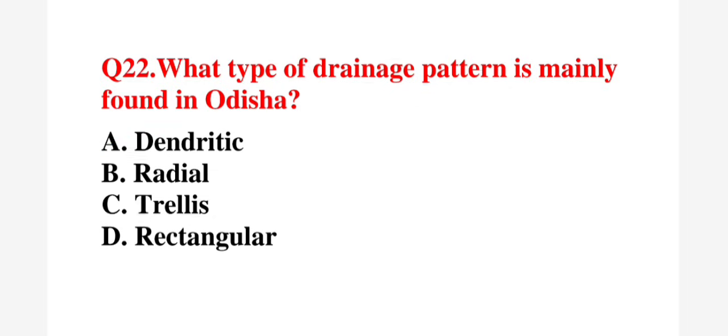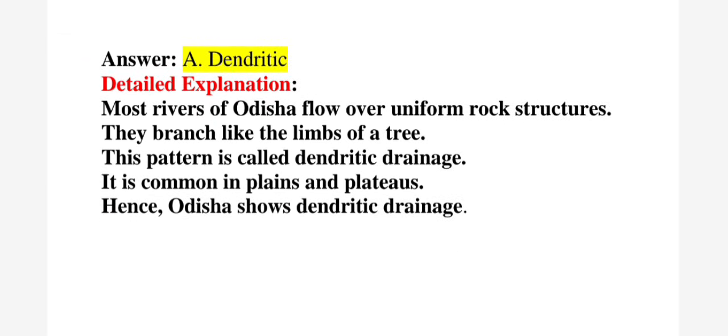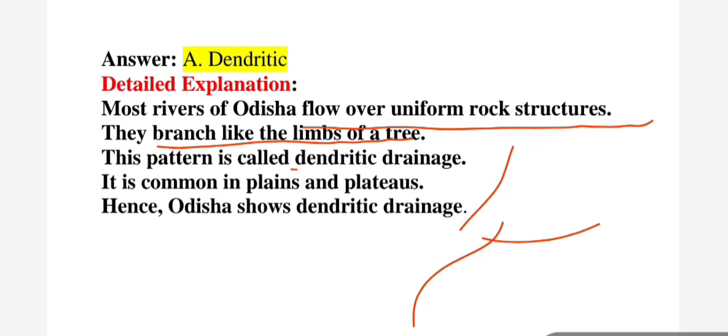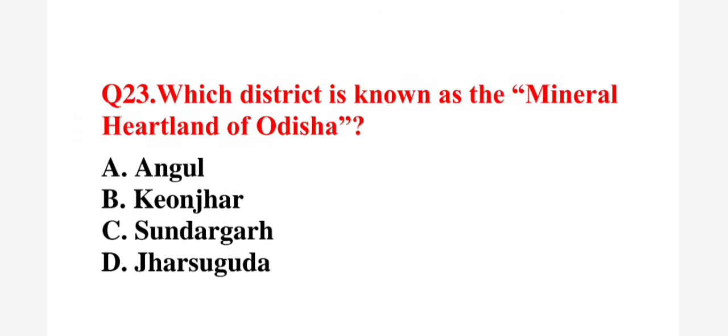If we talk about the drainage pattern of Odisha, then it is basically a dendritic pattern. And why? Because most rivers of Odisha flow over uniform rock structure, and they branch like the limbs of a tree. The river has a structure like this. This pattern is called dendritic drainage system, and it is common in the plains and plateaus. Hence, Odisha shows a dendritic drainage. Let us move to the next question, that is question number 23.